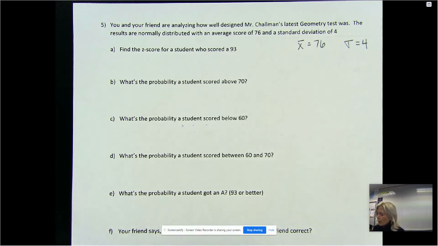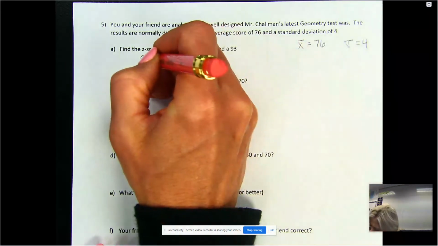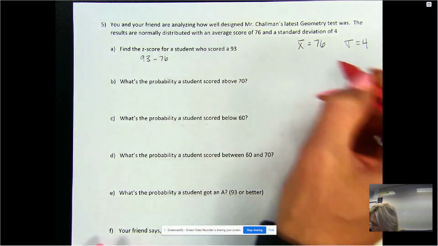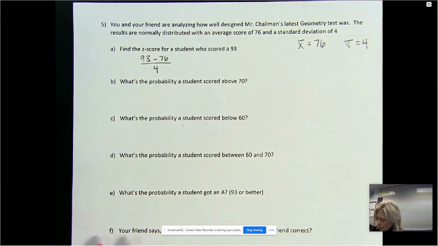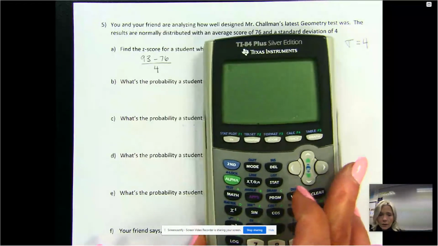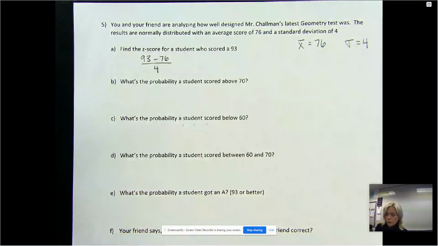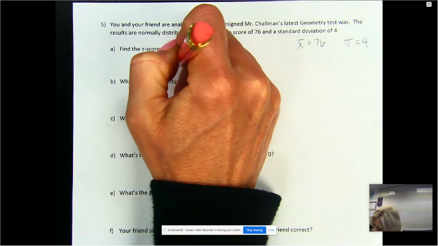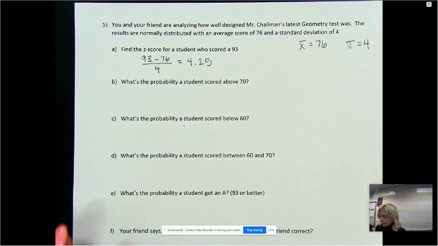So for our z-score formula, we take the data point, the 93. It's above the mean, so I'm expecting my answer to be positive. Take away the mean, and then divide by the standard deviation. So the dividing part comes last. You can either put 93 minus 76 in parentheses before you divide by 4, or just find the answer and then divide it by 4. So we get 4.25. That means this student's score is 4.25 standard deviations above the mean.